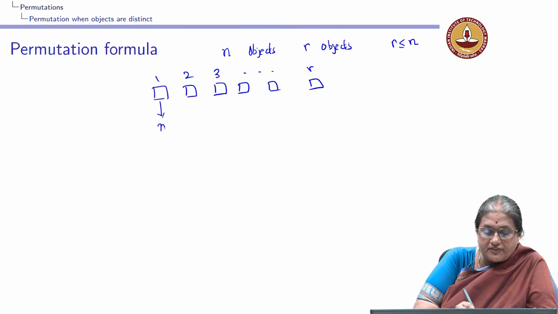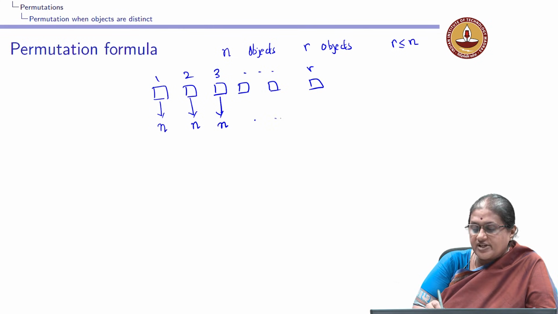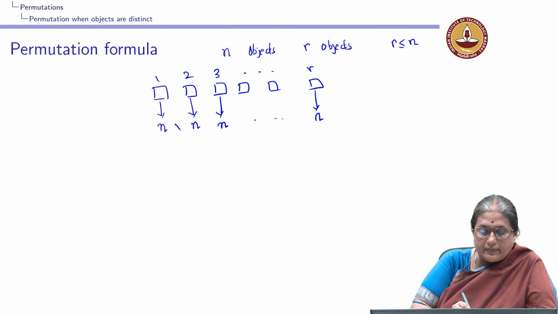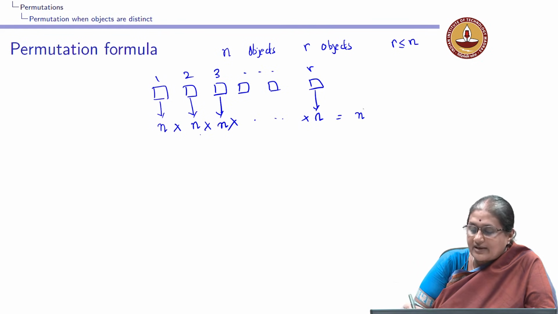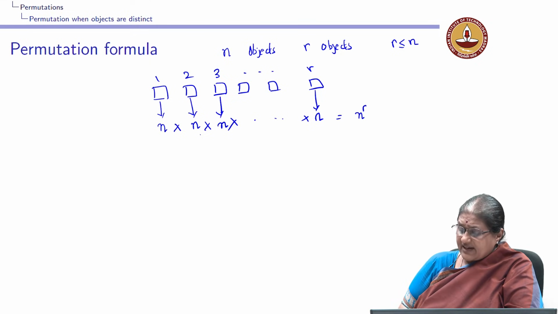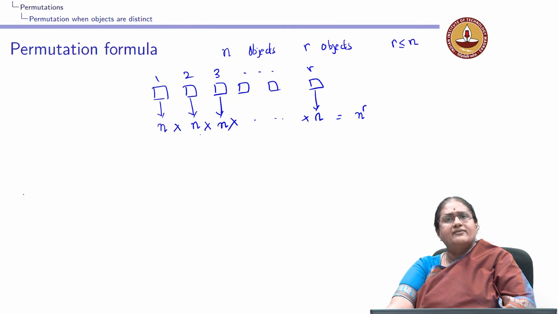The first block can be filled with any of the n objects. The second can also be filled with any of the n objects. Third can also be filled with any of the n objects. The rth block can also be filled with any of the n objects. Again I apply the multiplication rule of counting. The total number of ways I can fill all these r boxes is nothing but n into n into n, r times, which is n to the power of r. Okay.